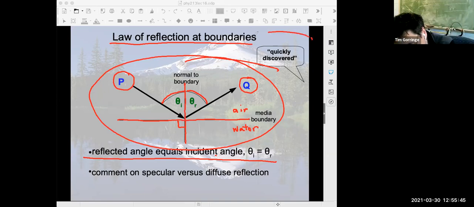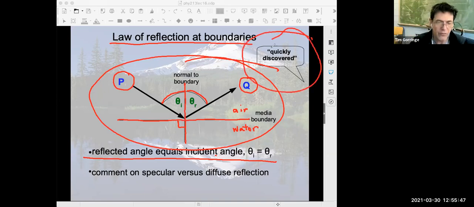This law has been known for thousands of years. So that's why I stuck it up here. It was quickly discovered by mankind.